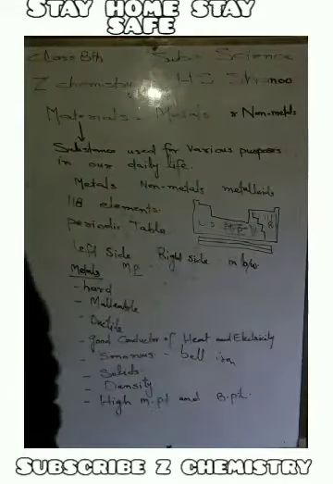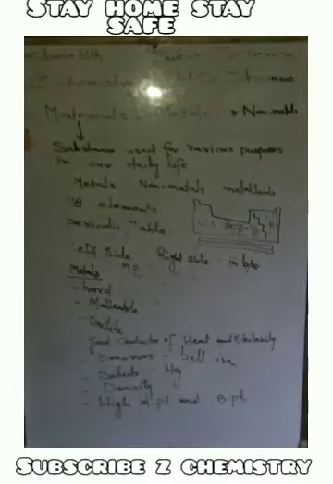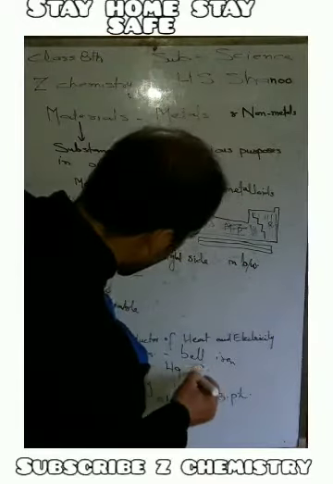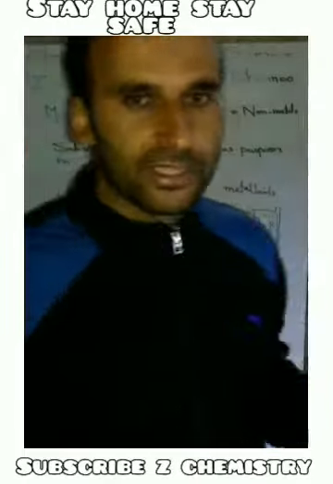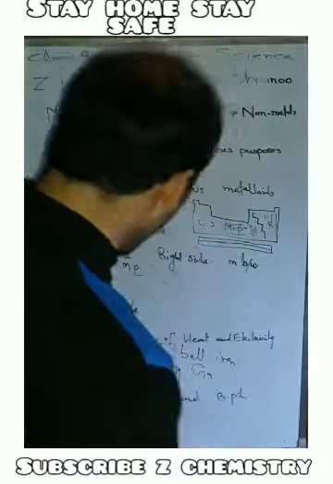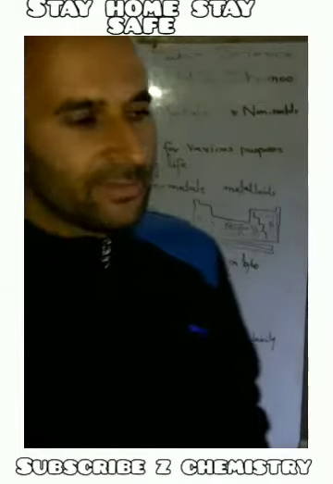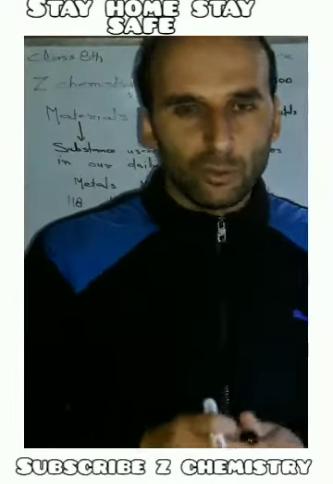Metals are mostly solids, except mercury, which is liquid at room temperature. There is another element called gallium, which at body temperature, or at higher temperature, behaves as a liquid, or it melts. These metals have high density. Density means mass per volume.